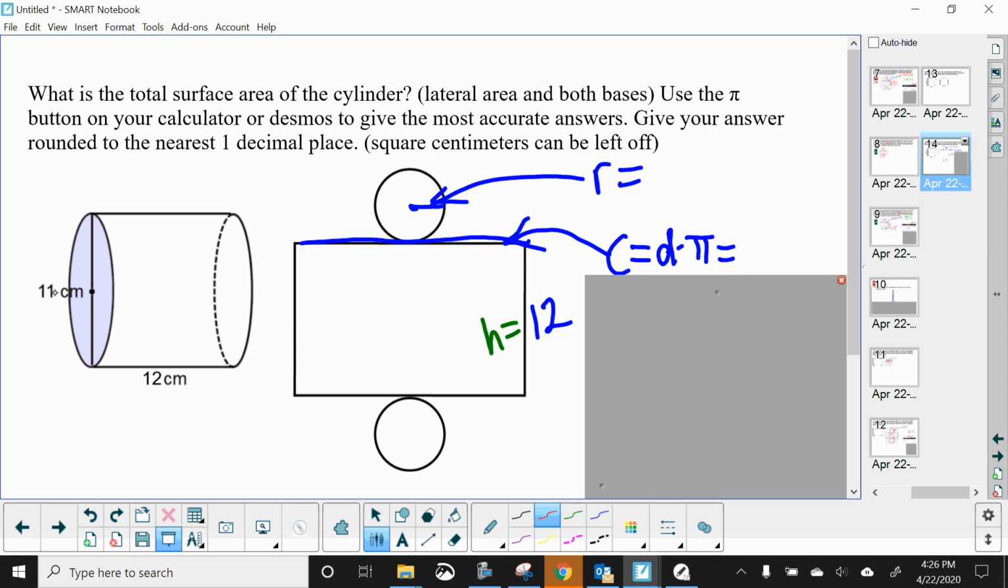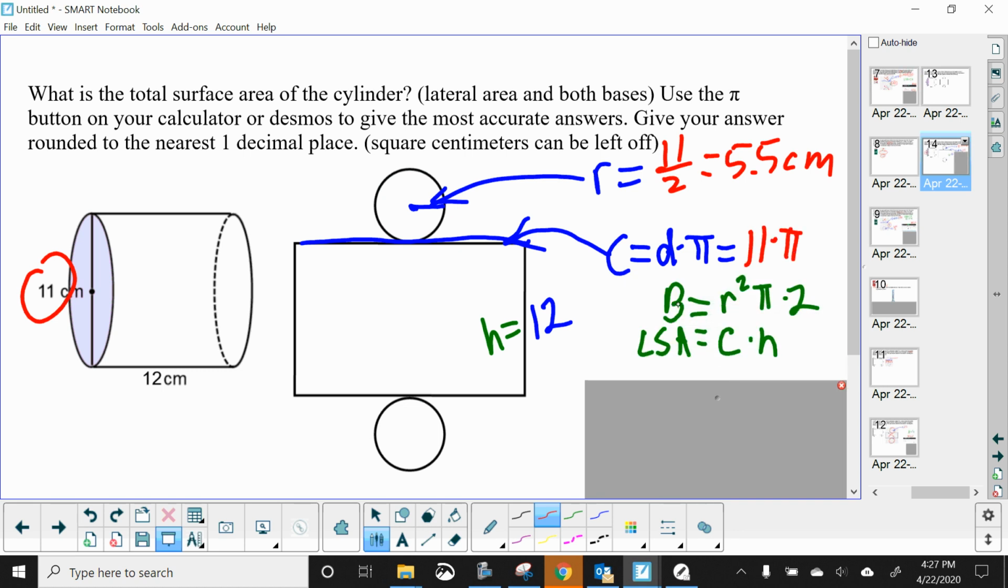Well, actually, it wasn't given, it was given diameter. So 11 divided by 2, we could say 5.5 if we want. And that's going to be centimeters. And we also needed to find the circumference. Well, the circumference was given for diameter, so 11 pi is going to be our circumference. So don't forget again, base is equal to r squared times pi, but we need two of these because we have two bases in this case. And the lateral surface area is circumference times the height. Here's the height, here's the circumference.